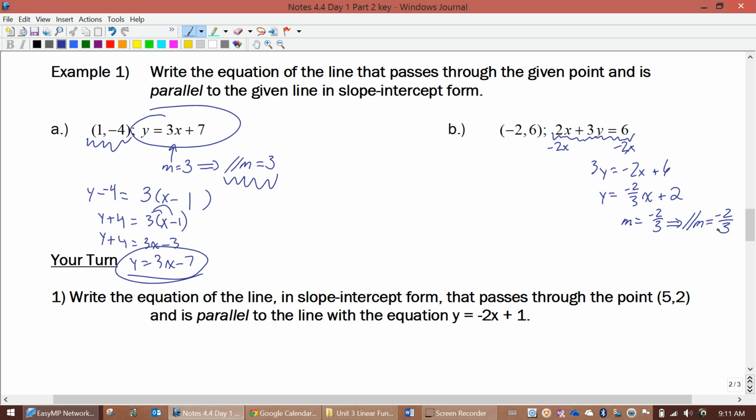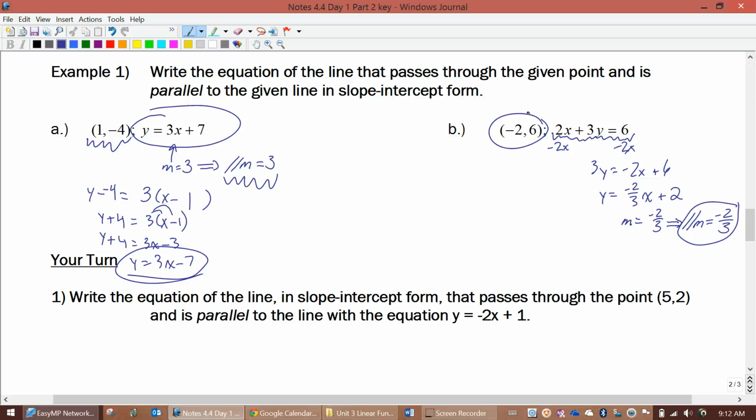And then we use that parallel line slope and the point to write the equation of the new line. Remember, we were writing the equation of a line parallel to the line given. In order to write the equation of the line that's parallel to that line, we needed the slope of the line it's parallel to. We first had to solve it for y. We had to put it in slope-intercept form so that we could actually read the slope.